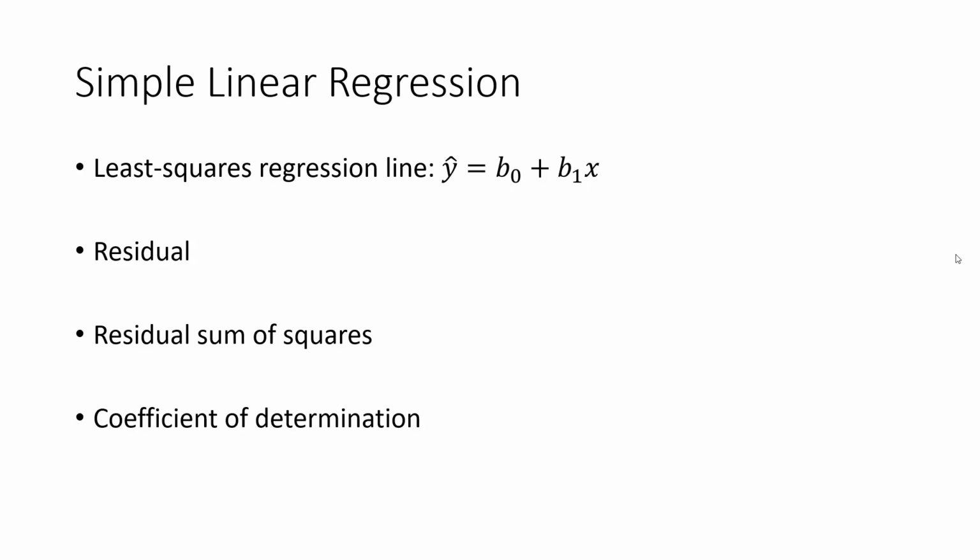To echo the key points in this video, you've learned how to find a least squares regression line and use it to make a prediction of a dependent variable when a value of the independent variable is given. There are quantities to measure the distance of predicted values from observed values. And you also learned the coefficient of determination. That is a very useful measure of the performance of this regression in capturing the variation in the dependent variable.